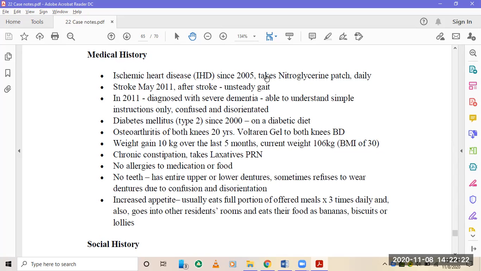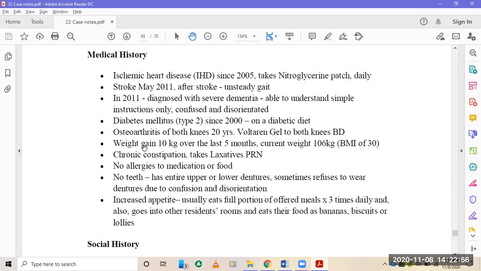It's not wrong if you don't add this. So in 2011, she was diagnosed with severe dementia, able to understand simple instructions only, confused and disoriented, diabetes mellitus on a diabetic diet. Now she understands only simple instructions. So this part has to be included because when the dietitian comes, she needs to understand those simple instructions. And she may be forgetting her diabetic diet because she has dementia. So definitely the dementia part has to be included.